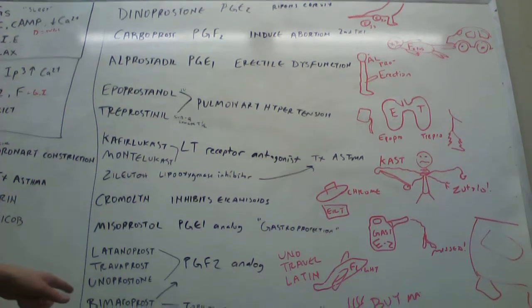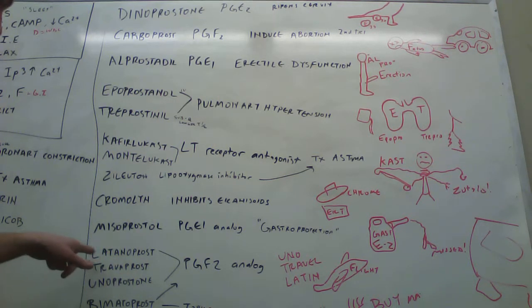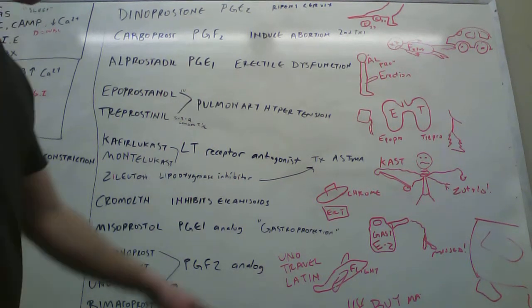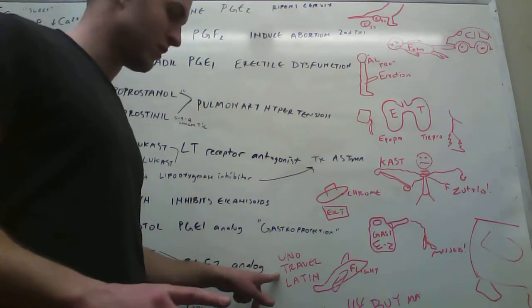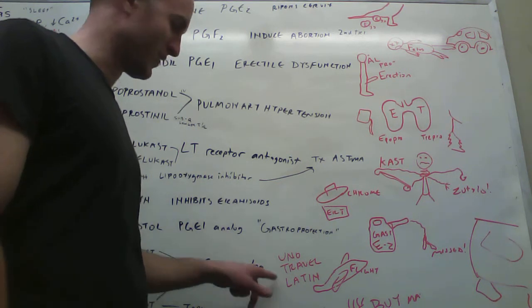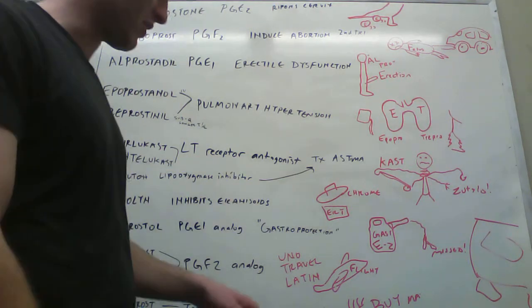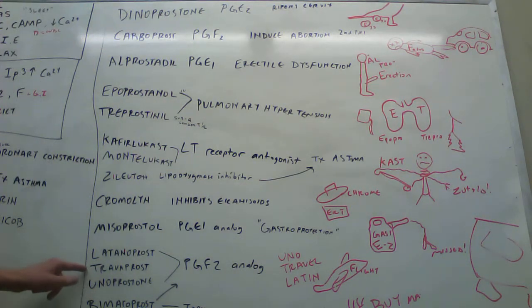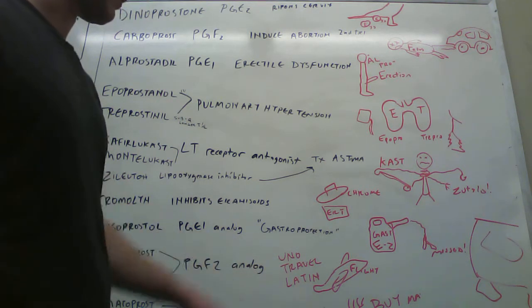Now, these next ones are all prostaglandin F2 analogs. Unoprostone, Travoprost, and Latanoprost. So, uno means one in Spanish. One, travel to the country of the Latinos. Latin, okay. Uno, travel, Latin. One, travel to Latino, whatever. Unoprostone, Travoprost, Latanoprost. Uno, travel, Latin.